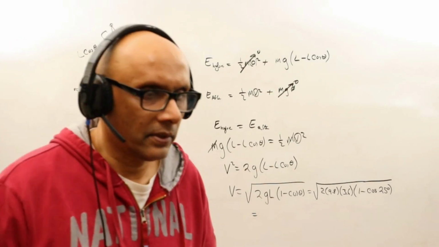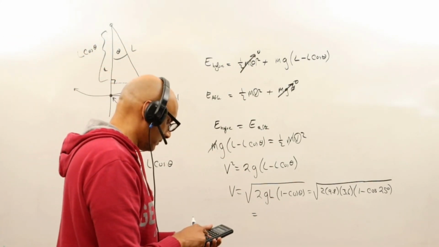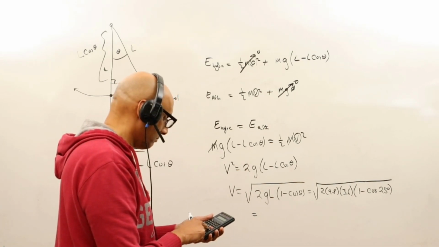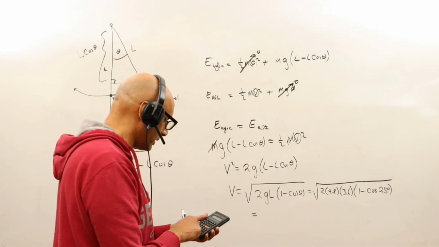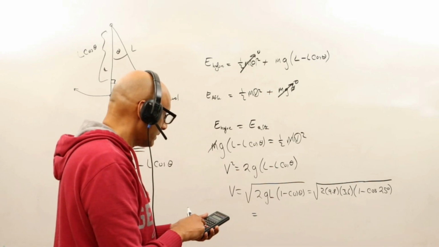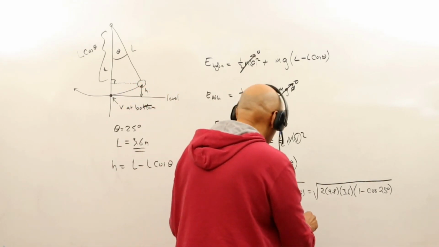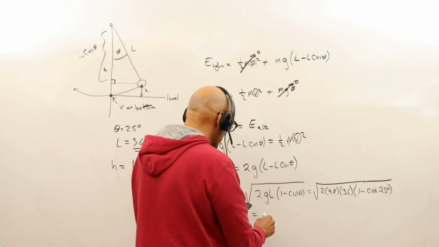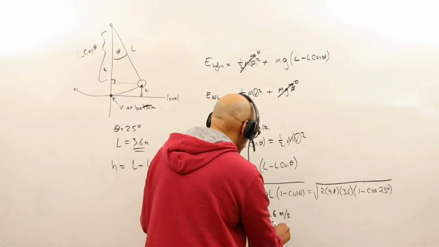So let me get my calculator out. It's parentheses 2 multiplied by 9.8 multiplied by 3.6 multiplied by parentheses 1 minus 25 cosine close parentheses, shift square root, and I get 2.57 meters per second. With two significant digits, it's going to be 2.6 meters per second.